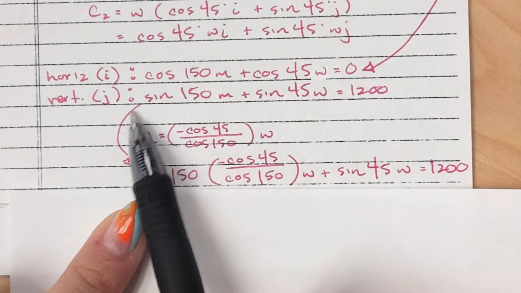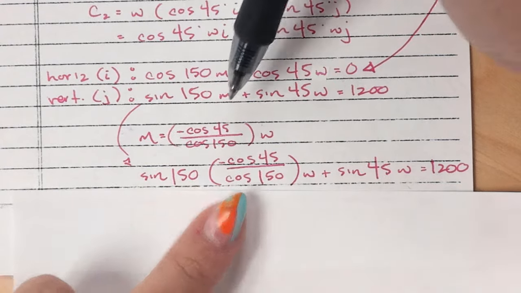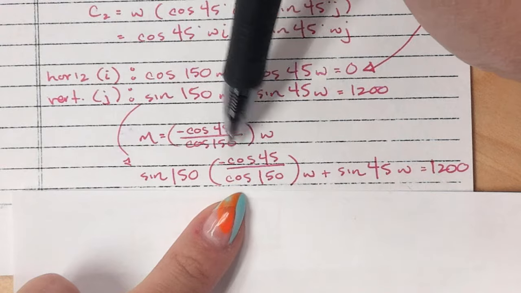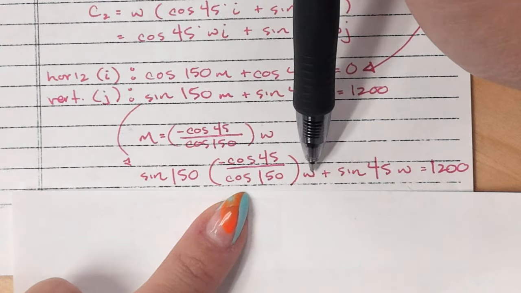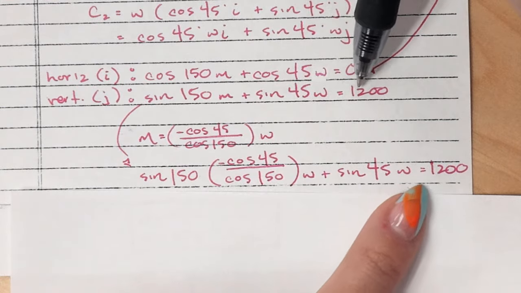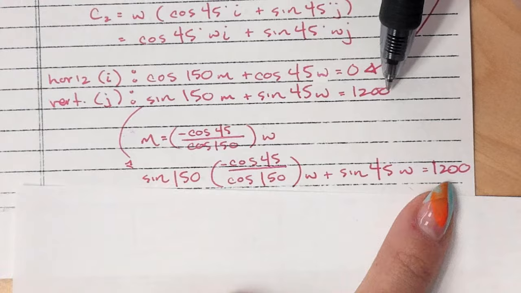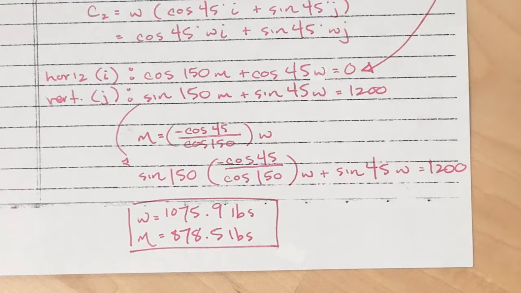All right, I rewrite this second equation. Everything's the same here. Instead of m, I plug in this one. See how this has a W? And then here's my sine of 45W, and that equals 1200. Okay, the rest is on my calculator. I'm going to show you the answers, but then I'm going to do it using my calculator. I hope you can see it. Sorry, you got to wait for me.